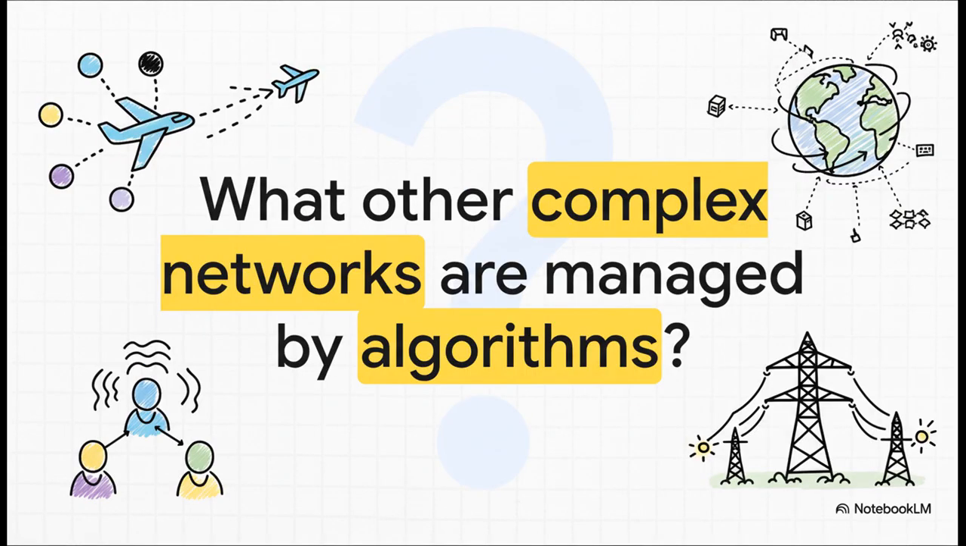And that's really the thought I want to leave you with. Once you start to see the world in terms of these graphs, these hidden networks of connections, you'll start seeing them absolutely everywhere. Think about it. Your friend groups on social media, the way information spreads online, even the power grid that lights your home. What other invisible networks are shaping your day, all being managed quietly in the background by algorithms just like the ones that book your flights?